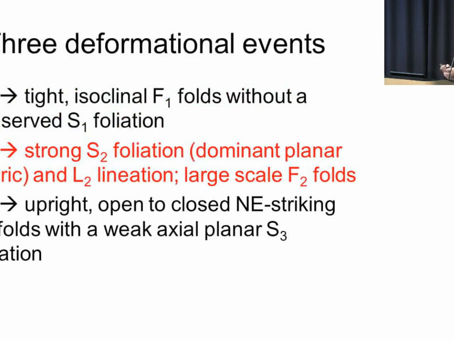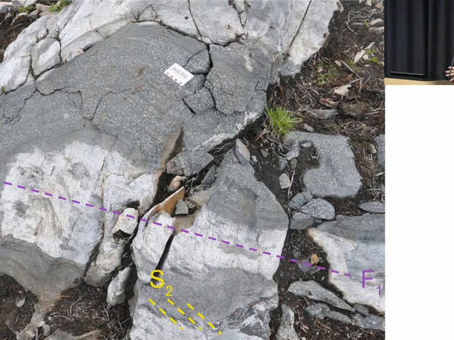D2 manifests itself as a very strong S2 foliation, and this is the dominant planar fabric in the area. We also see an L2 lineation and larger scale F2 folds. So difficult to identify at the outcrop scale, but on the map pattern we do see good F2 folds. And finally, D3 is an upright, open to closed, northeast striking F3 fold. So this is the main deformational event that gives everything that nice curve that we see in all the maps of the Snow Lake arc assemblage. There is a D4 as well, but I haven't mentioned it here because it's not too important for what we're looking at today.